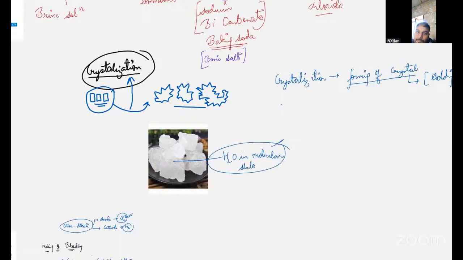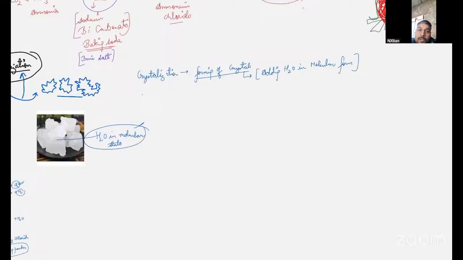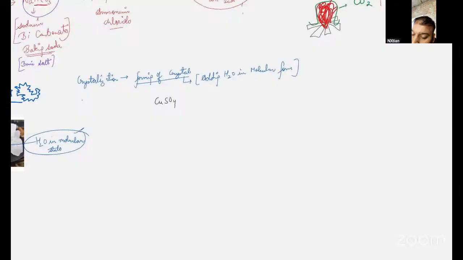Now, how will we make it? If I take a salt like copper sulfate, CuSO4. Is there any water in it? No, there is no water in it. The meaning of molecular state is, if I am taking CuSO4, it will become CuSO4.5H2O. That is called the molecular state.